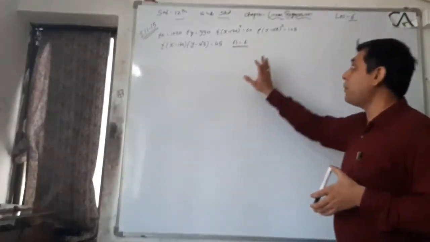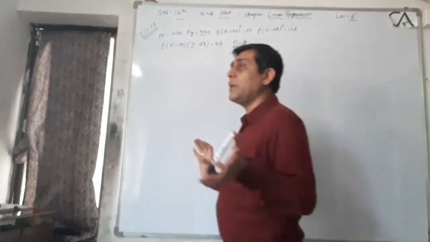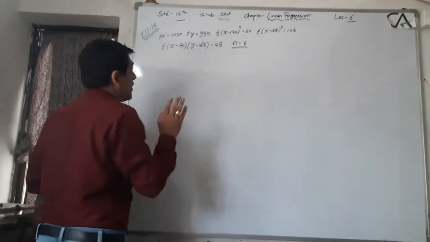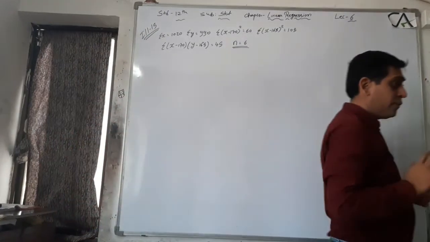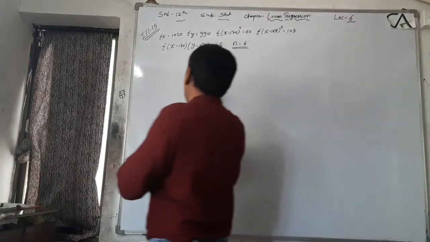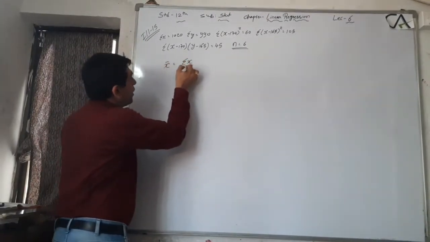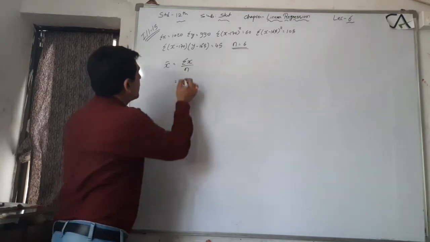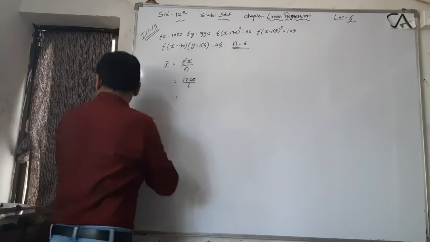If x bar and y bar are 170 and 165, then it is okay. But if x bar and y bar are not 170 and 165, you have to take the next method. See, first of all, find out x bar. Sigma x upon n. What is sigma x? That is 1020 upon n, which is 6.